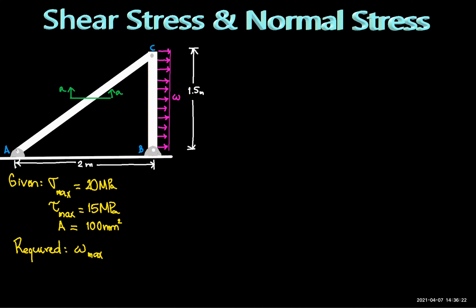In this problem, we're given a structure that consists of two members, which are pin connected: member AC and member BC. On member BC, we have a uniform distributed load applied throughout the member, and we're also given that the maximum normal stress the cross-section AA can withstand is 20 megapascals, and the maximum shearing stress section AA can withstand is 15 megapascals, knowing also that the cross-sectional area of the section is 100 millimeters squared.